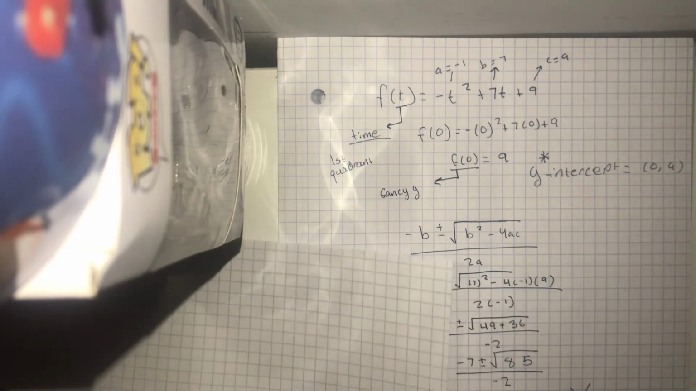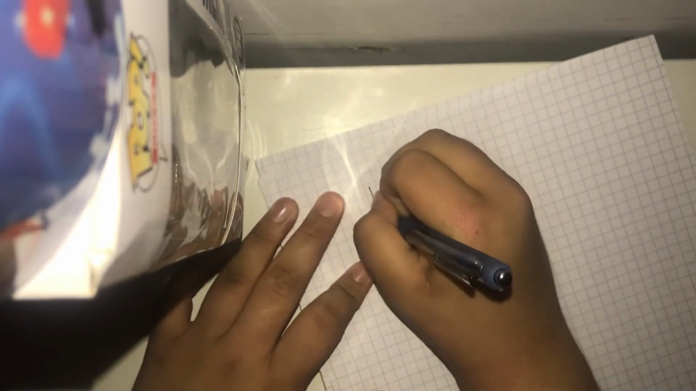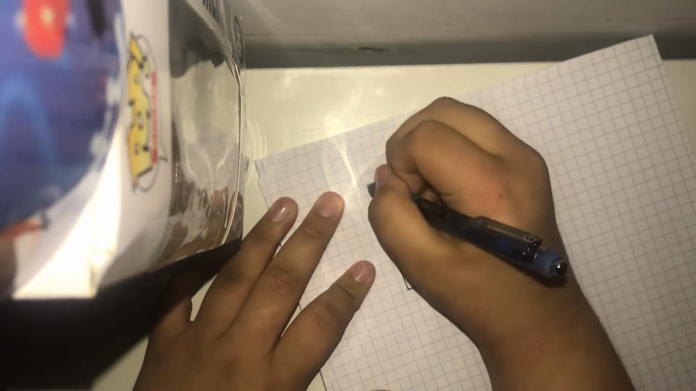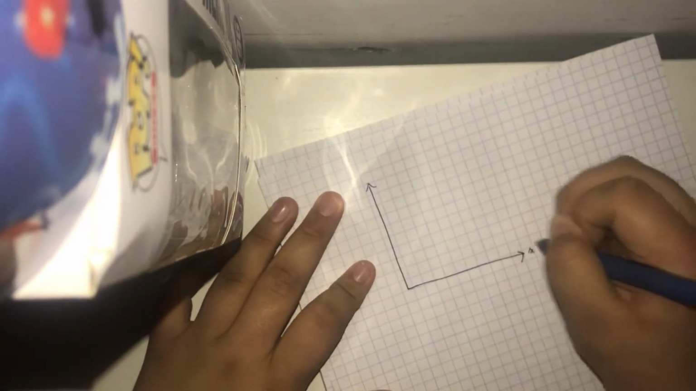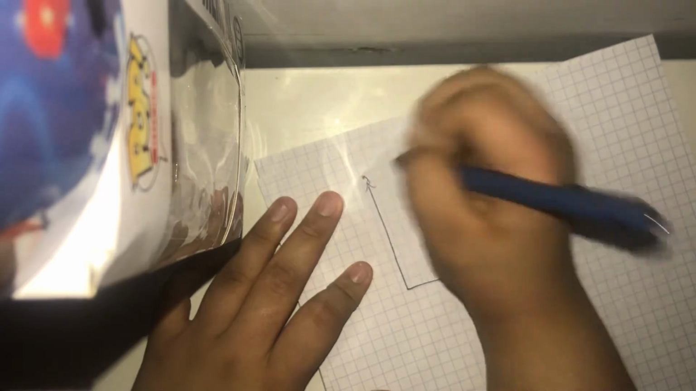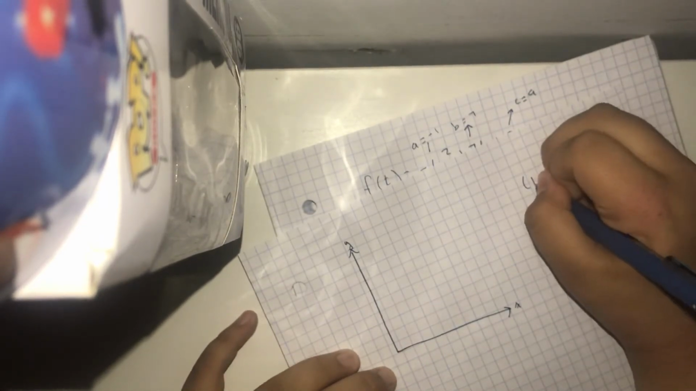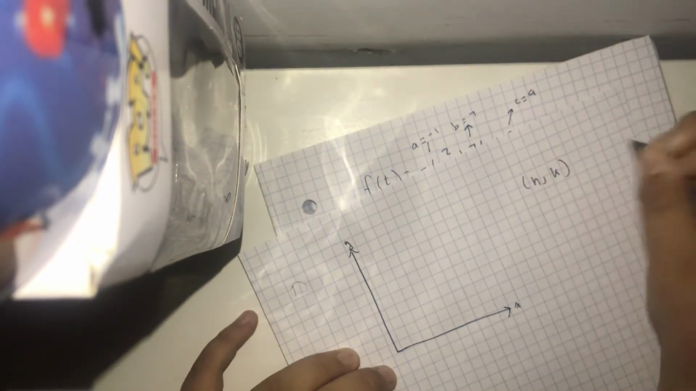Now, we have to move on to graphing. So this is going to be a sketch. Just the first quadrant, x-axis, y-axis. What we didn't find is the vertex. The vertex is h, comma, k.